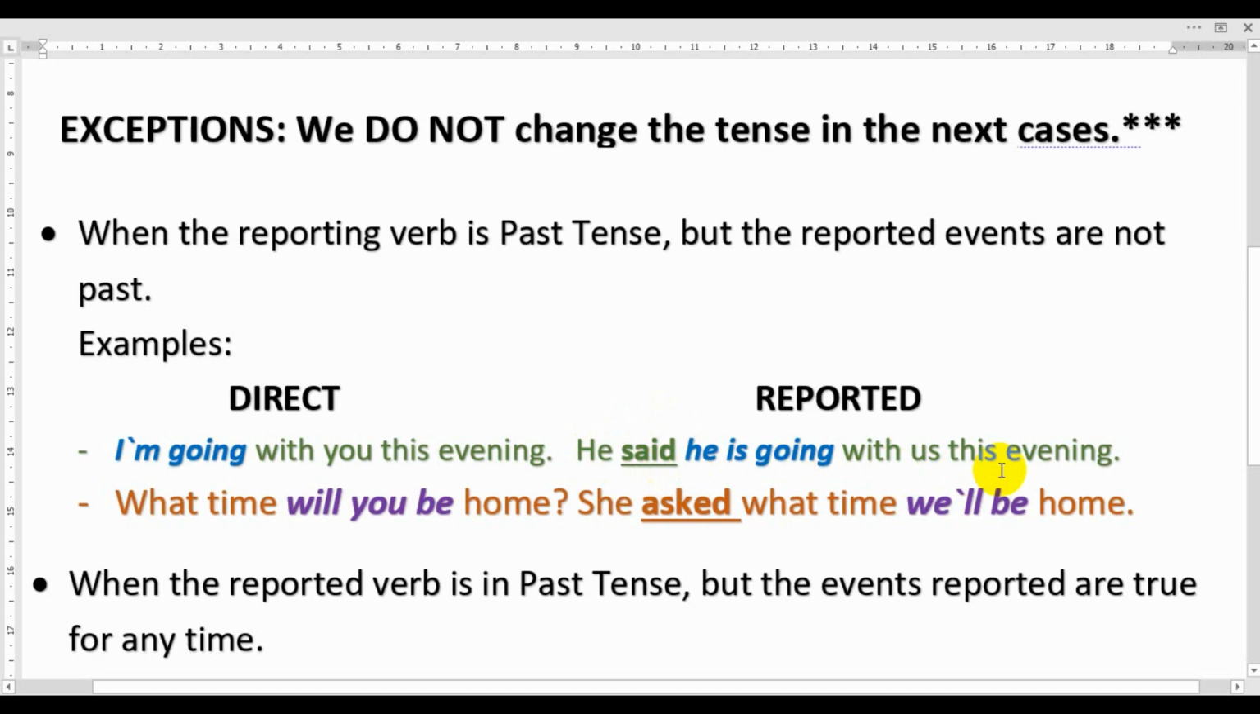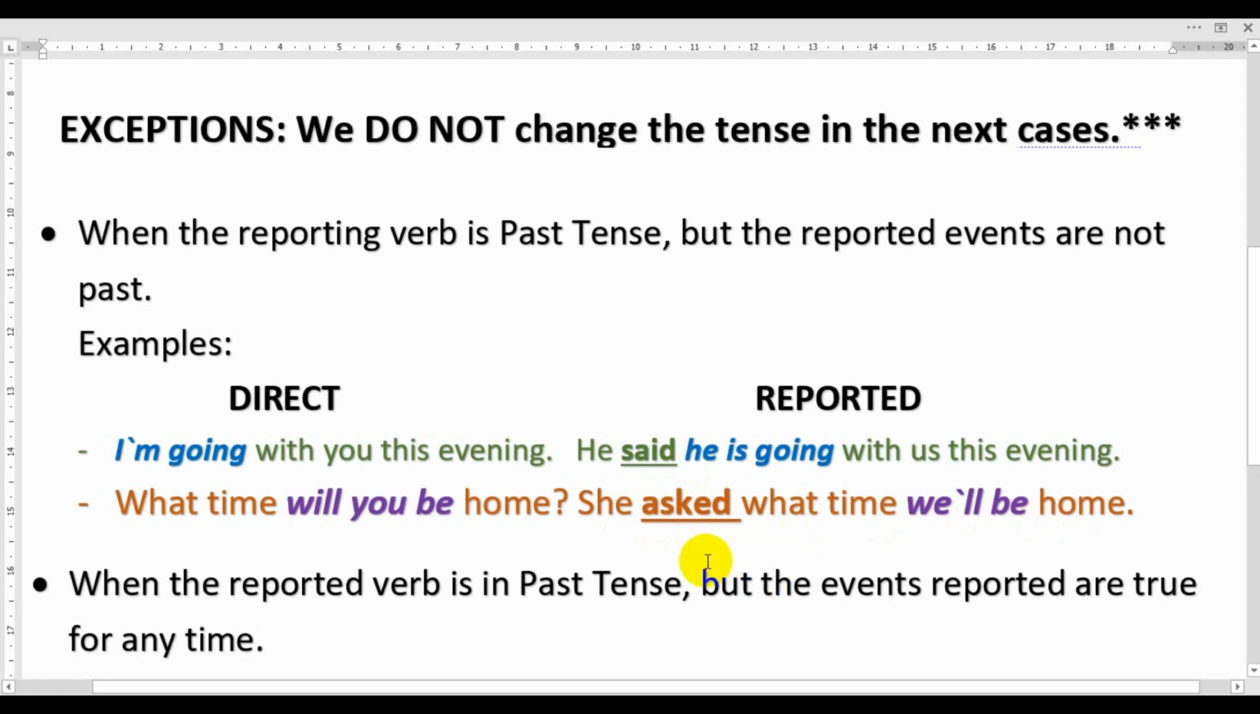Let's see another example in this case. What time will you be home? ¿A qué hora estarás en casa o llegarás a casa? In reported speech, she asked what time will be home. Ella preguntó que a qué hora estaremos en casa. ¿Ok?